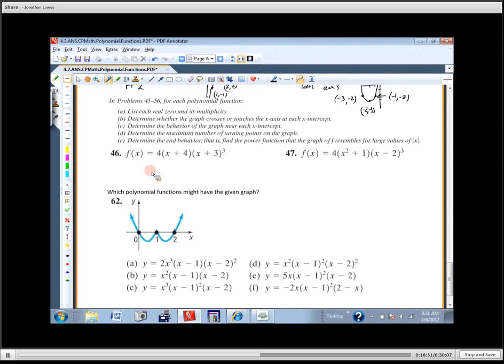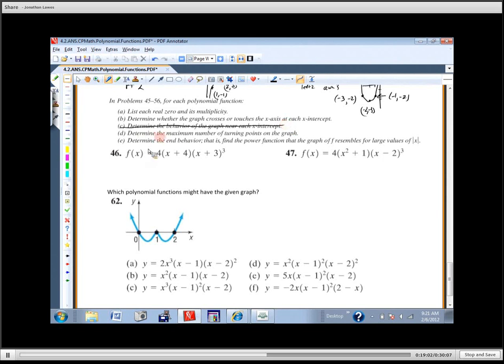All right, so here are the instructions. Okay, I want you to watch, because there are parts of this that I don't want you to do, and I don't want you to do some extra work. So on 45 through 56, for each polynomial function, list each real zero and its multiplicity. That's easy enough. Determine whether the graph touches or crosses at each x-intercept. Easy enough. Determine the behavior of the graph near each x-intercept. Okay, we're not going to do that. In my opinion, that's a little bit silly, and it's not something that you do in 1050 either.